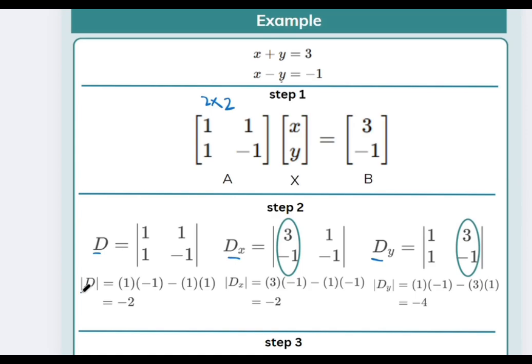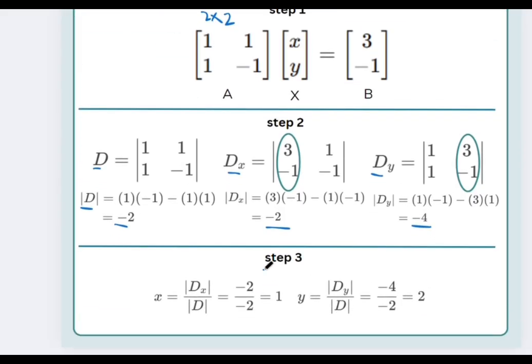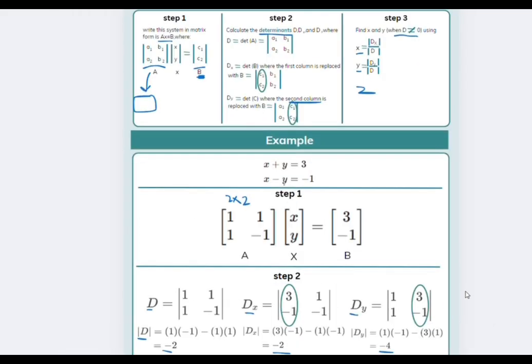For the determinants, D is -2, Dx is -2 also, and Dy is -4. So we reach our last step for Cramer's rule. x equals determinant Dx divided by determinant D. We get x equal to 1, while y is determinant Dy divided by determinant D, which equals 2. So that's all from my presentation. Thank you.